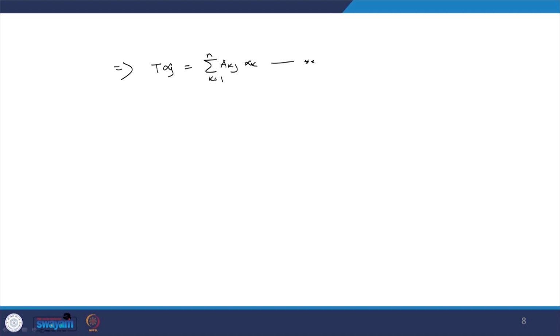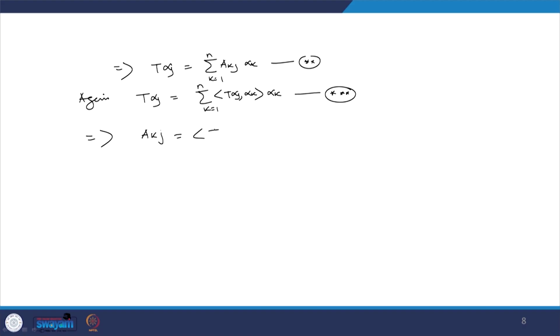So, this is my second equation and the first equation is like this. Again, one can write down T of alpha j also as, following star, equal to sigma inner product of T of alpha j and alpha k, alpha k, k equal to 1 to n. So, if you compare double star and triple star, this implies that A k j equal to inner product of T alpha j and alpha k.